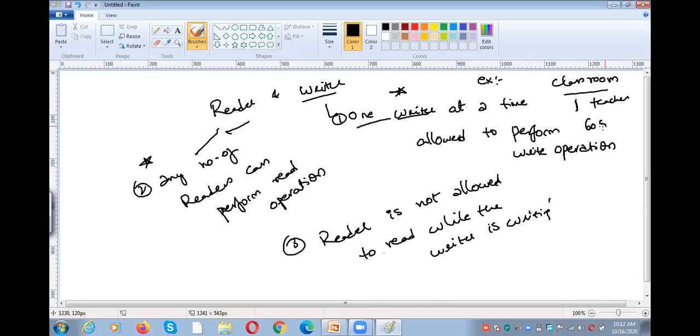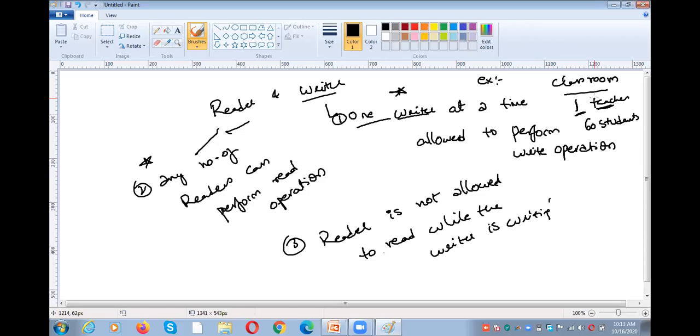All the remaining 60 students are listening to the class. That means one writer, only one teacher at a time. Two teachers do not come to the class at the same time and write on the board. Only one teacher is allowed to write on the blackboard at a time. How many readers? 60 readers can read the information at the same time. For example, if I am writing something here, all of you are reading the information. That means there is no rule for the reader's limit.